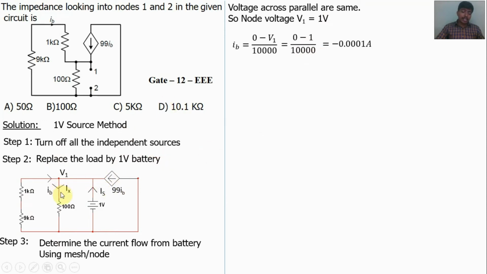Let us take this current as IX and this current as IC. For IX, the 100 ohm resistor is in parallel with the 1 volt source. So IX is equal to (V1 minus 0) by 100 ohms. The V1 value is a known value. So IX is equal to 0.01 ampere.